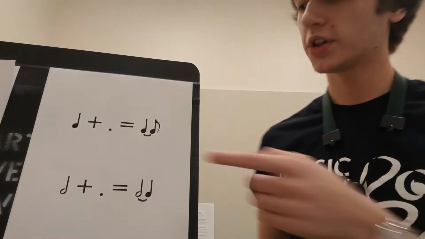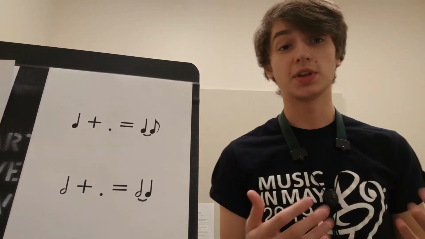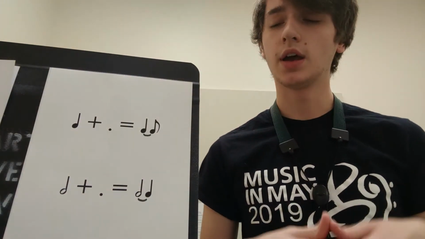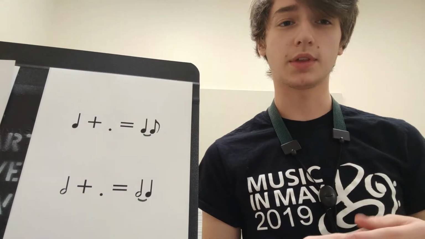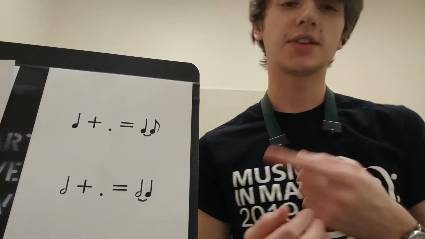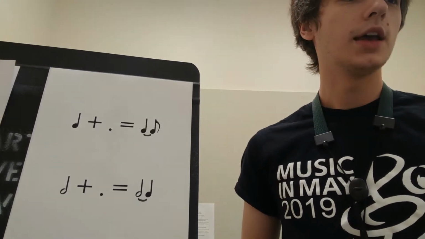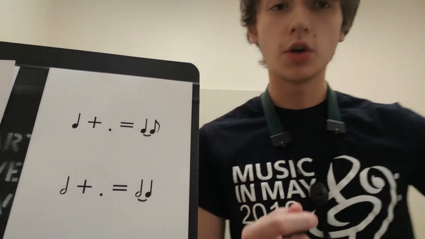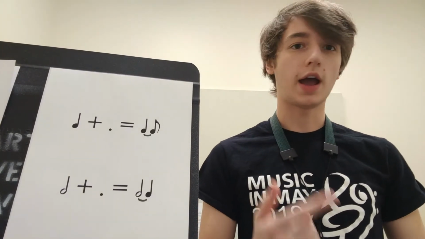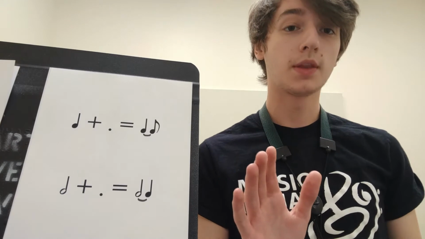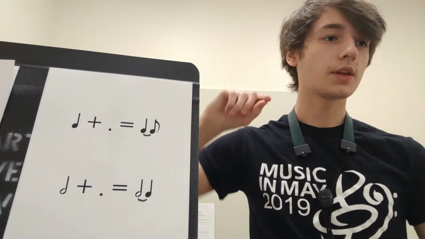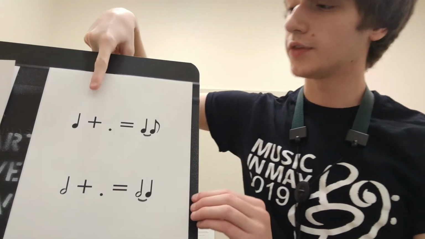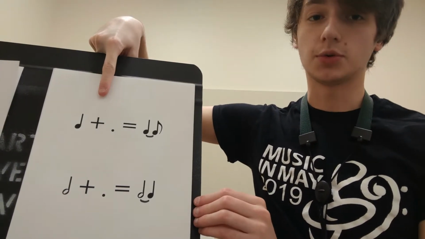So what do these dots do to rhythm? Let's find out. What are these augmentation dots? They're called augmentation dots because they augment something. And in music, to augment something means to add to it. And that's exactly what these dots do. No matter what note you have, whether it's a quarter note or a half note or a whole note, if you add a dot to the end of it, it adds half of the first note's value onto itself.